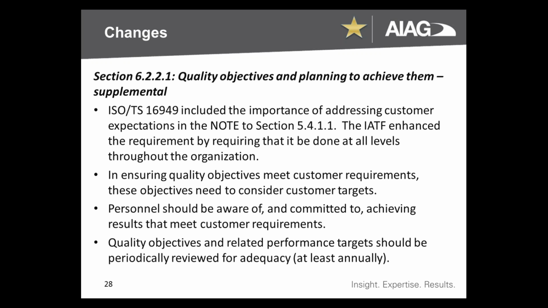In ensuring quality objectives meet customer requirements, the objectives need to consider customer targets. So if your customer has a target of 100% on-time delivery performance, your internal quality objectives need to reflect that. You should not have on-time delivery targets of 95%. Your personnel should be aware of and committed to achieving these objectives in line with customer requirements. And quality objectives and performance targets should be periodically reviewed for adequacy on at least an annual basis.